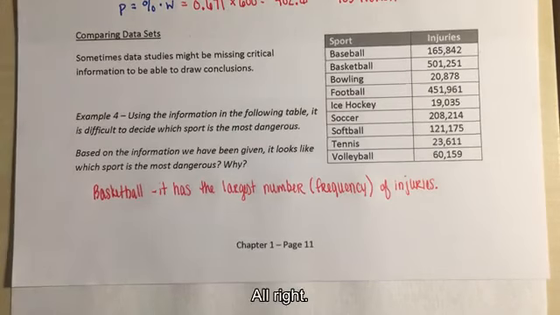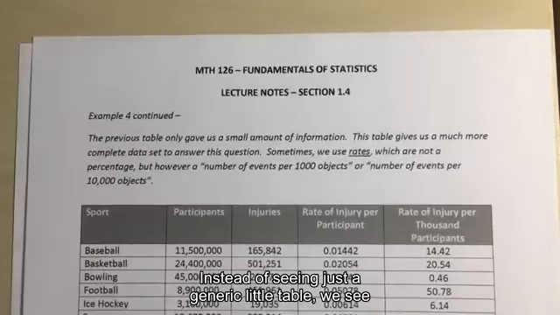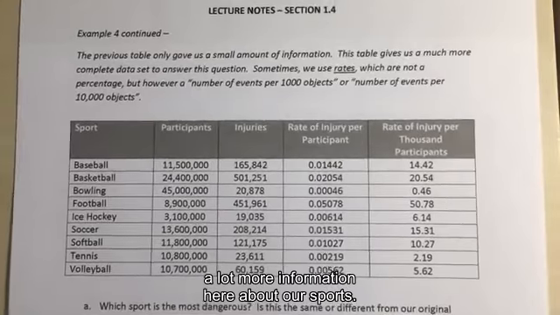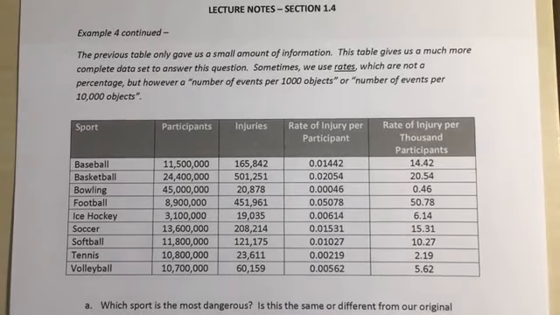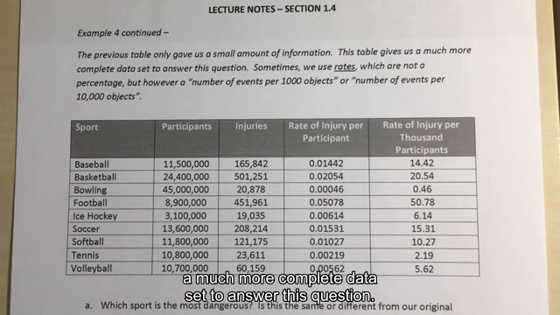All right, now we're going to flip to the next page in our notes, and instead of seeing just a generic little table, we see a lot more information here about our sports. The previous table only gave us a small amount of information. This table gives us a much more complete data set to answer this question.